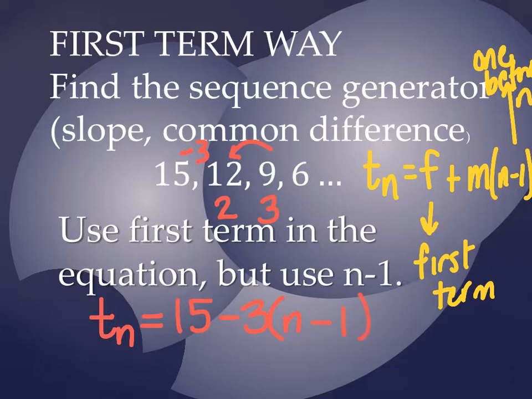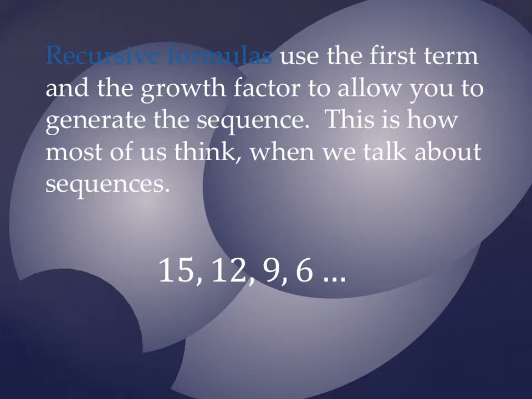You still need your slope, and you still need your information about one of the terms, but you can use the first term and then just tell it to go backwards 1. Okay, recursive formulas are actually the way we tend to talk about sequences. So in this particular one, we'd say it starts at 15 and it's growing by subtracting 3 each time.